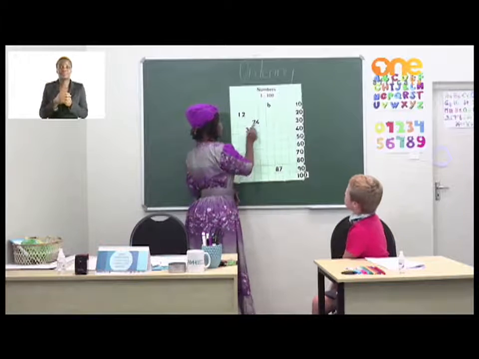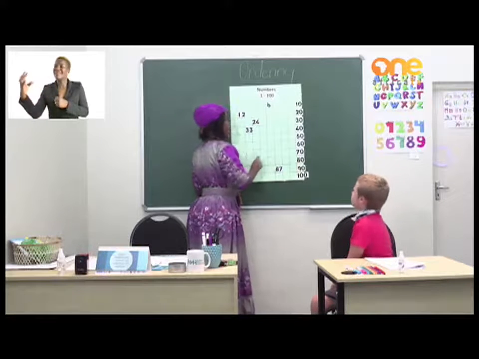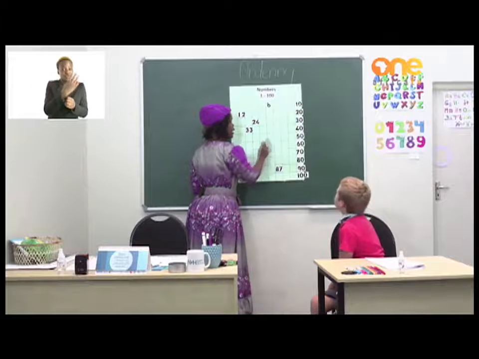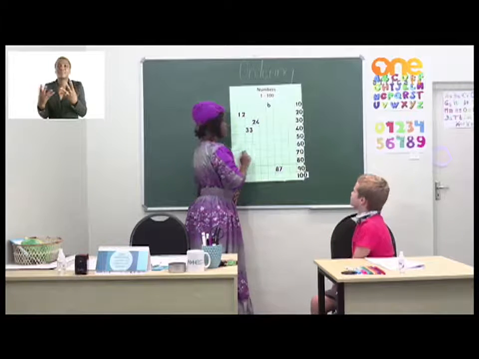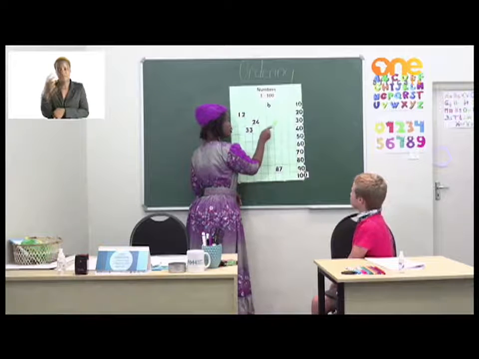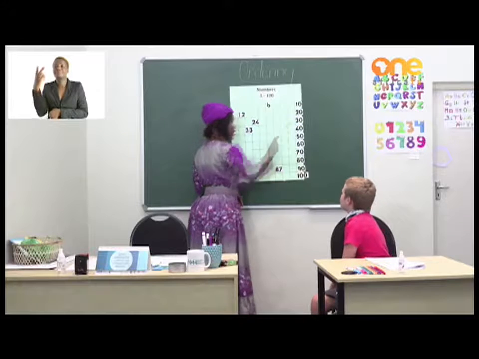Okay, now let's quickly look here. We have a 24 and a 30 here. How many numbers do we find between 24 and 30? 5 numbers, and they are 25, 26, 27, 28, and 29.